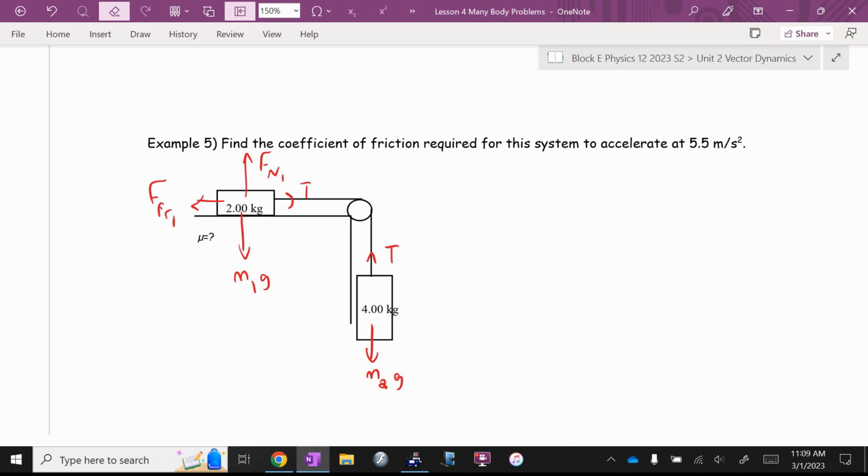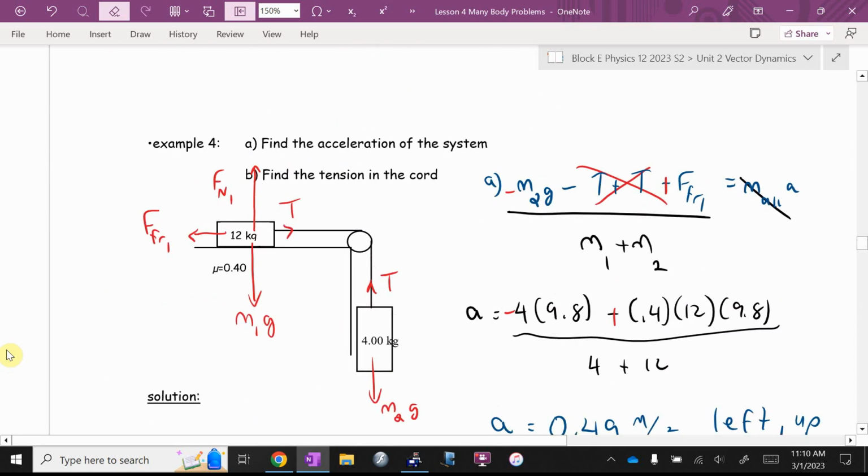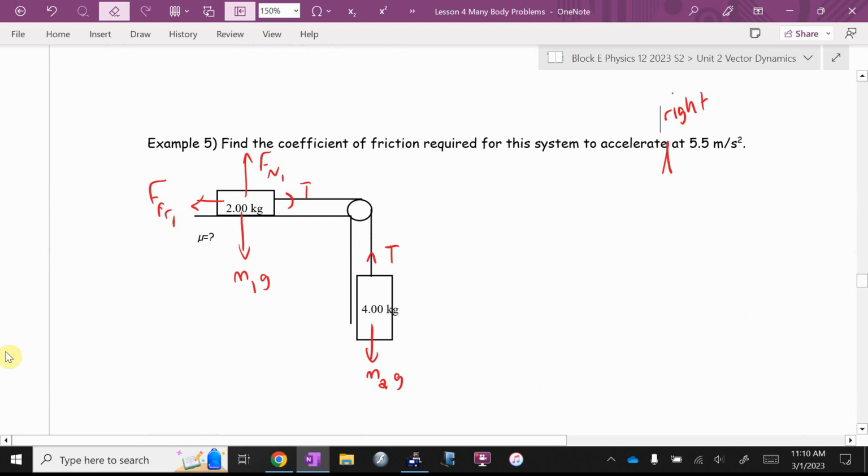I've realized this question is poorly worded. Really, it should say accelerate to the right. I'm making you assume that. I would never let this get on a test. I would have caught that, and I would have said, well, we just had, by the way, what direction were things accelerating here? To the left and up. Here, we're accelerating right and down.